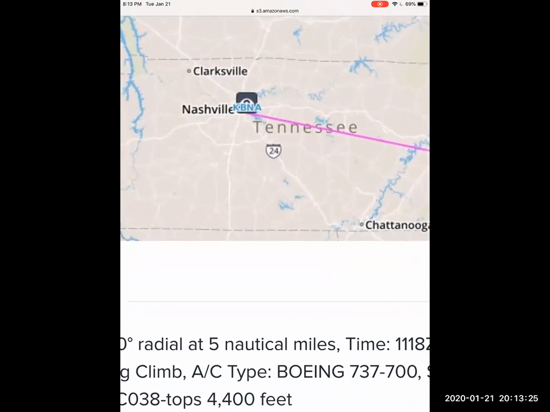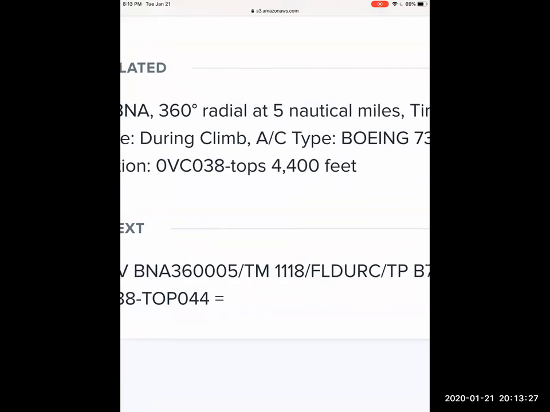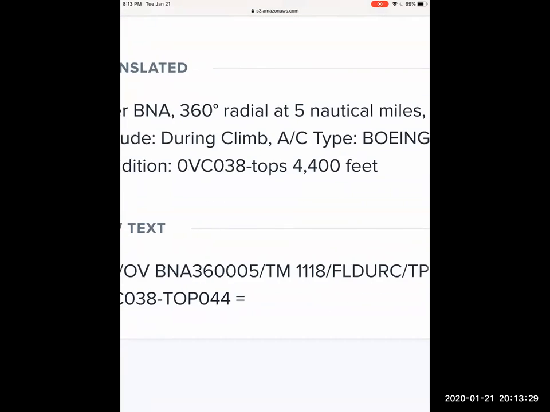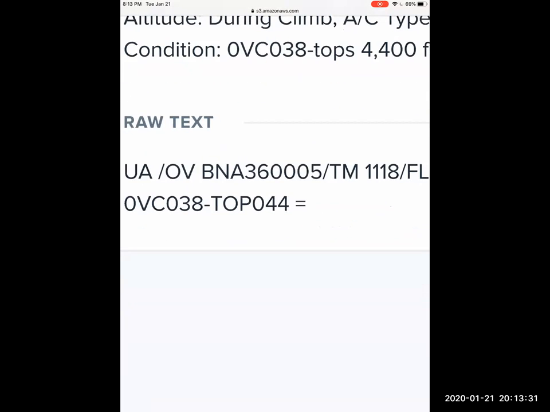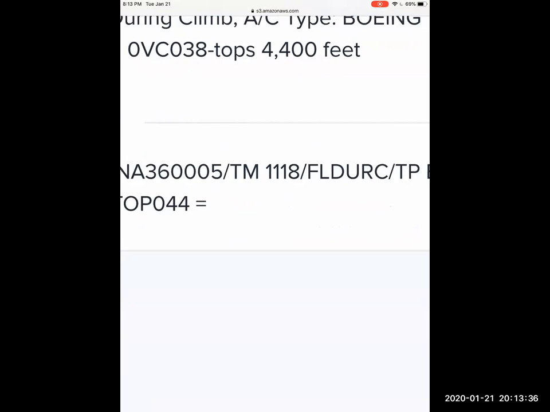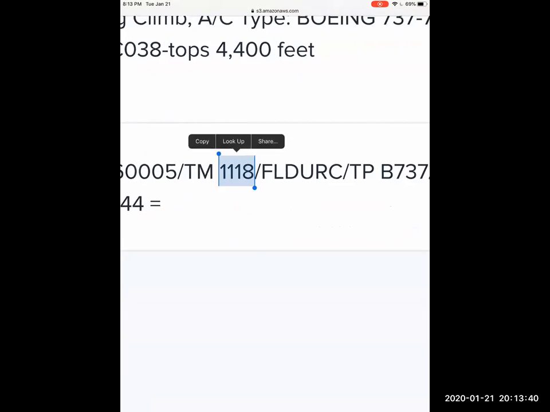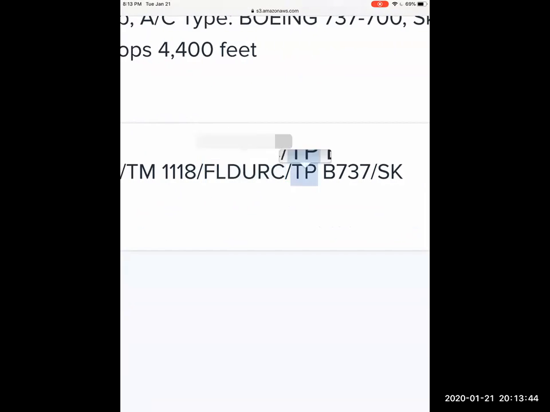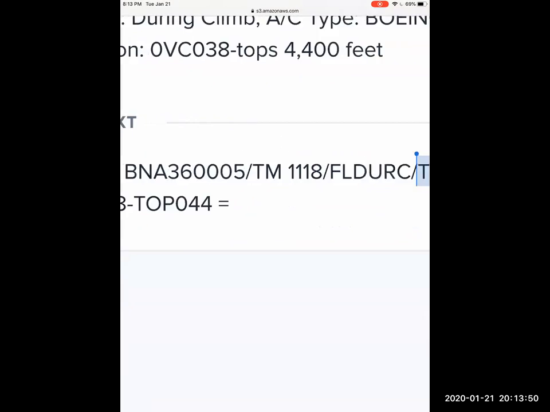Okay, so we can see that there's an aircraft calling for some type of conditions basically directly to the north, but really over the Nashville area. Then it gives you the time. So it was 11:18 Zulu. It occurred during the climb, so they observed this during the climb. The type was a 737, so that may not apply to us, but then again, if they're probably at the same altitudes that we would be at, then we can interpret it as such.